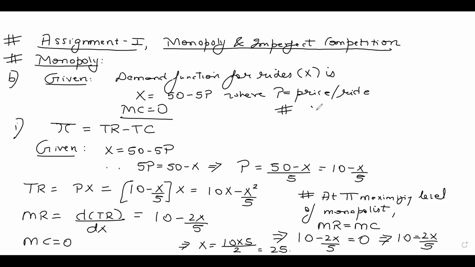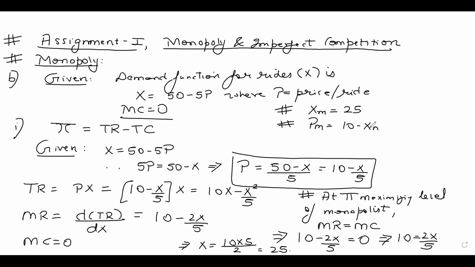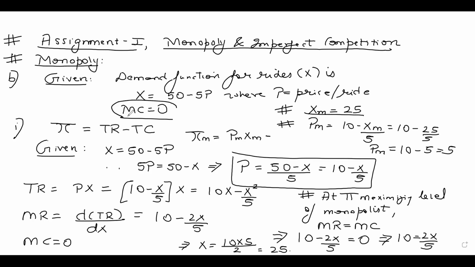So I can write the answer for the first part. How many rides will the monopolist give? 25. What will be the price charged by the monopolist? Put it in this expression for price. PM will be equal to 10 minus XM by 5. XM we have already calculated as 25. This is going to be 25 by 5. This is going to be 10 minus 5, which is 5. This will be the price charged by the monopolist. And what will be the profit of the monopolist? Profit is nothing but price into quantity minus total cost, which is 0, because marginal cost is 0.